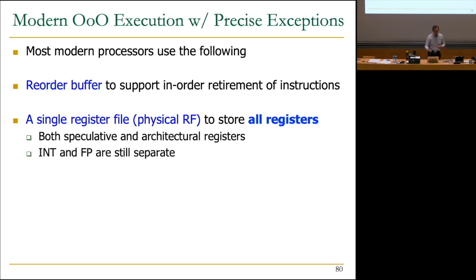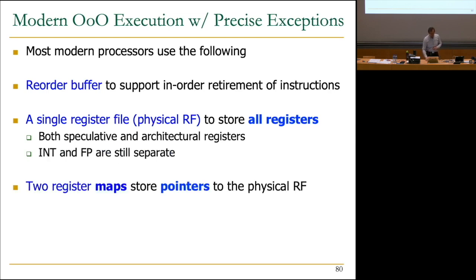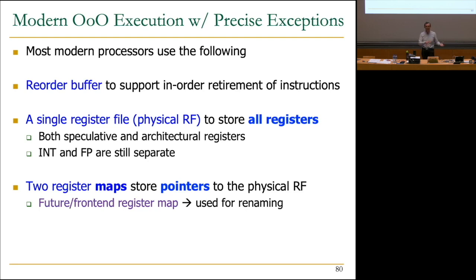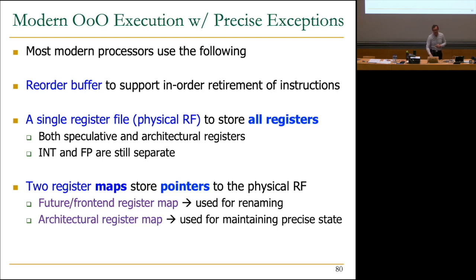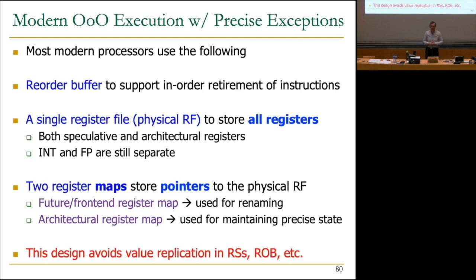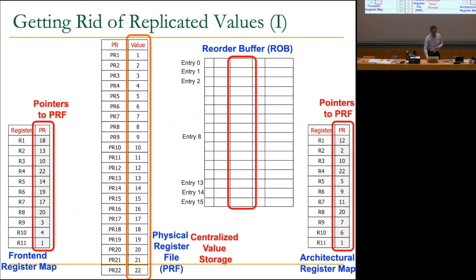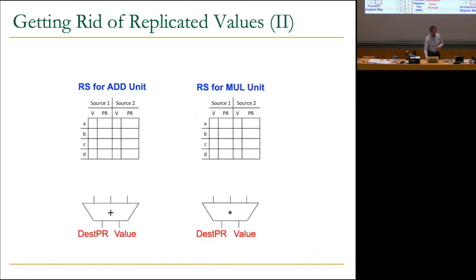Integer and floating-point registers are still separate. We've kind of been saying that also. There are 2 register maps that store pointers to the physical register file, just like I described. There's a front-end register map, also called a future register map. That's used for renaming. It's called future because it's not really the architectural state that's updated; future instructions are coming and renamed using that. That's also called the rename register map. And then there's an architectural register map that's used for maintaining architectural or precise state. This design avoids value replication in reservation stations, reorder buffer, etc. And that's basically the design that we have seen over here.